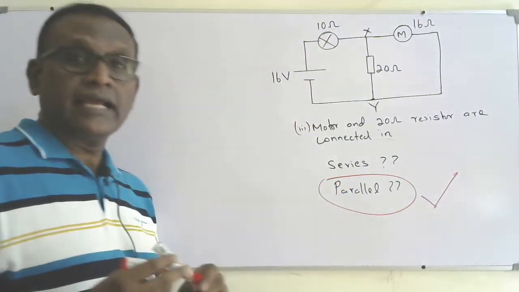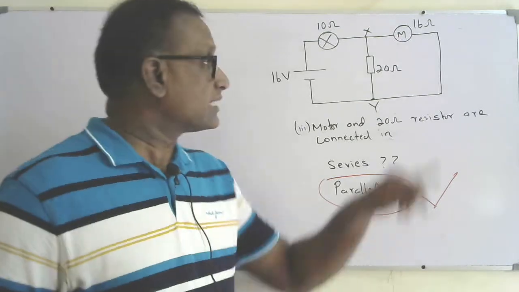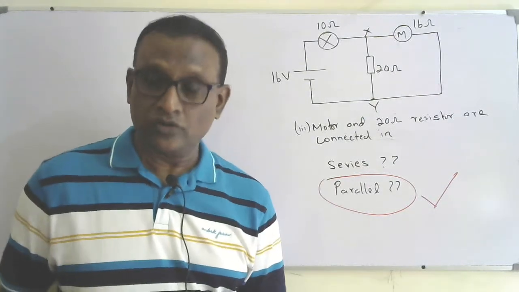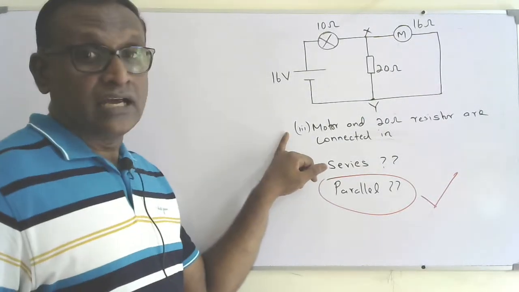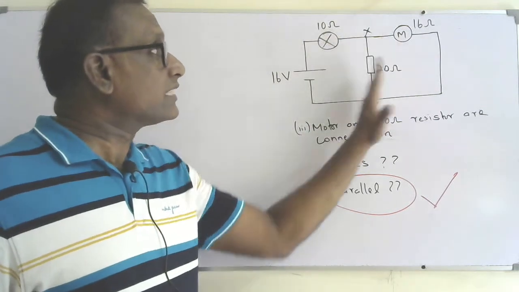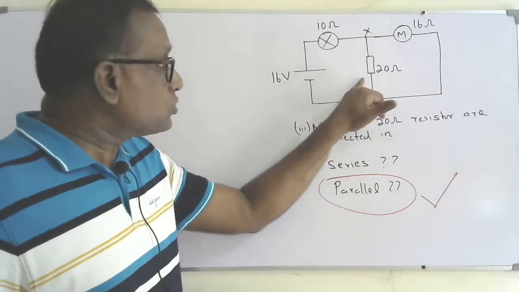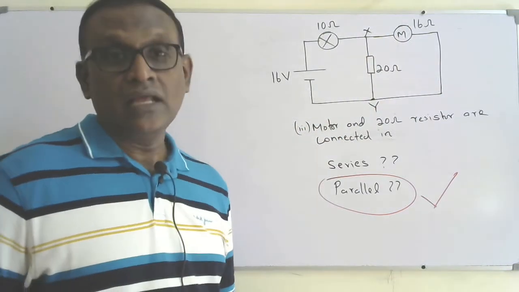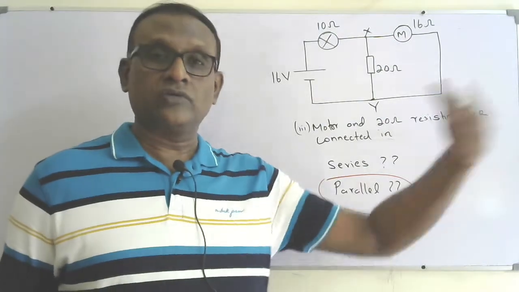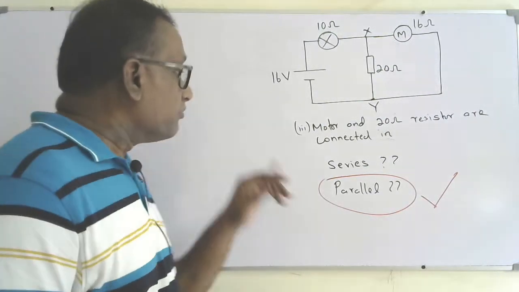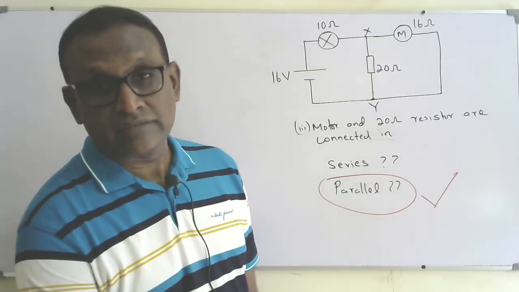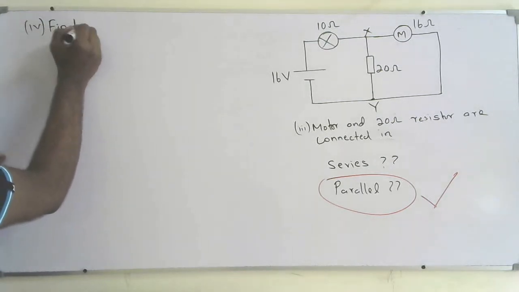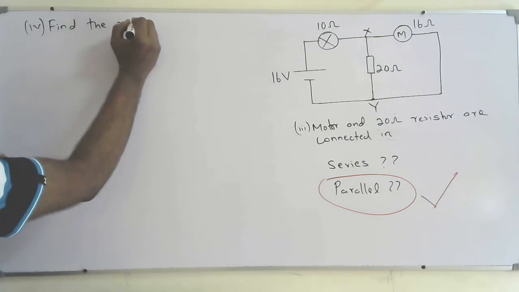Okay, so I can find the equivalent resistance of 20 ohms and 16 ohms by using 1 over R equals 1 over R1 plus 1 over R2. The next question is, they can ask you to find the equivalent resistance of this circuit. We found that these two are connected in parallel, right? Since they are connected in parallel, I can use the equation 1 over R equals 1 over R1 plus 1 over R2, right? So the fourth question is: find the equivalent resistance of the circuit. Fourth part, find the total resistance of the circuit.